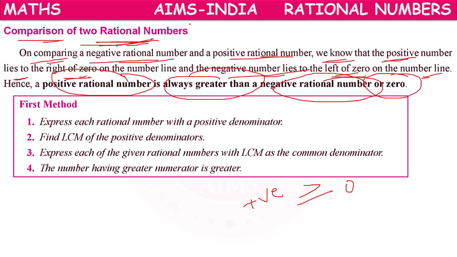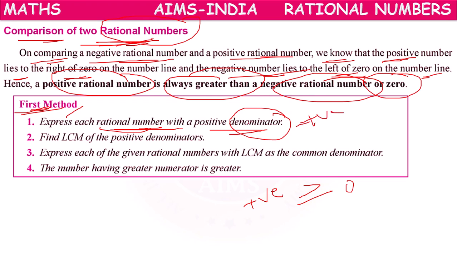Now how to compare two rational numbers? What is the first method? First we have to express each rational number with positive denominator. Denominator to be positive. That is first point. If denominators are different, then we have to find their LCM, least common multiple. Next, each rational number to be represented with LCM as common denominator.